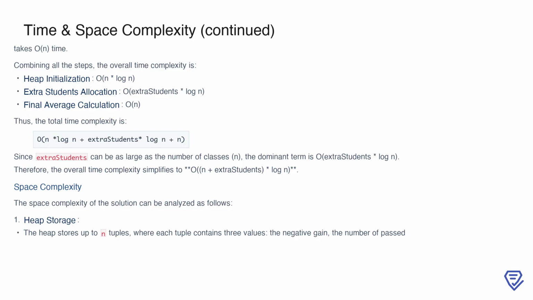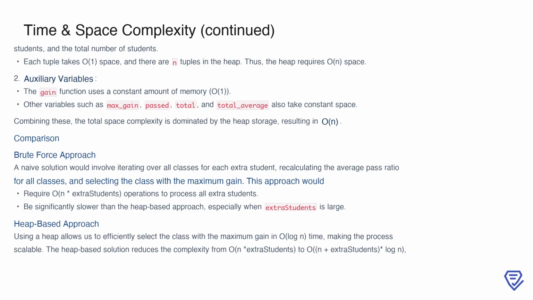Shifting focus to space complexity, the heap stores up to n tuples, where each tuple represents a class with 3 values: the negative gain, the number of passed students, and the total number of students. Each tuple takes constant space, or O(1), and since there are n classes, the total space required for the heap is O(n).